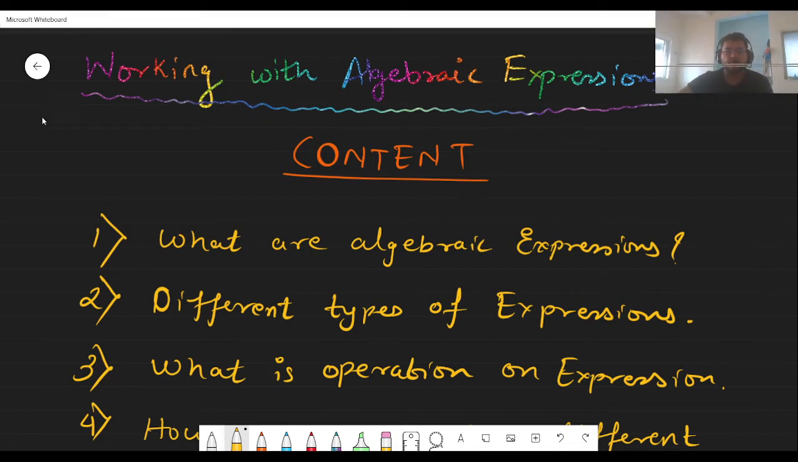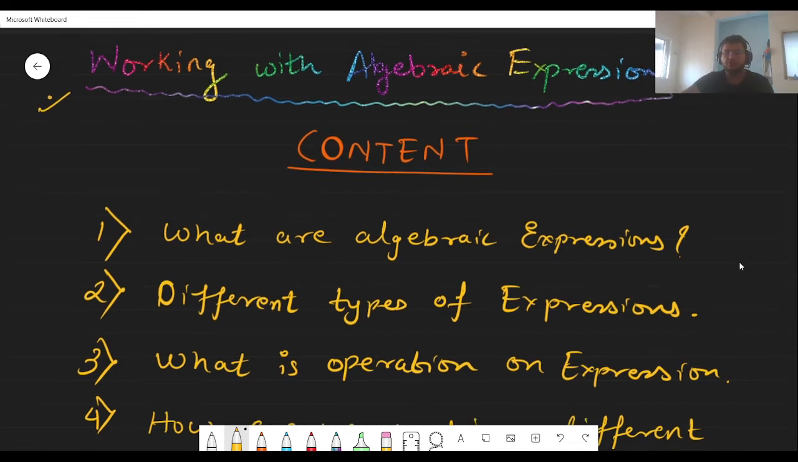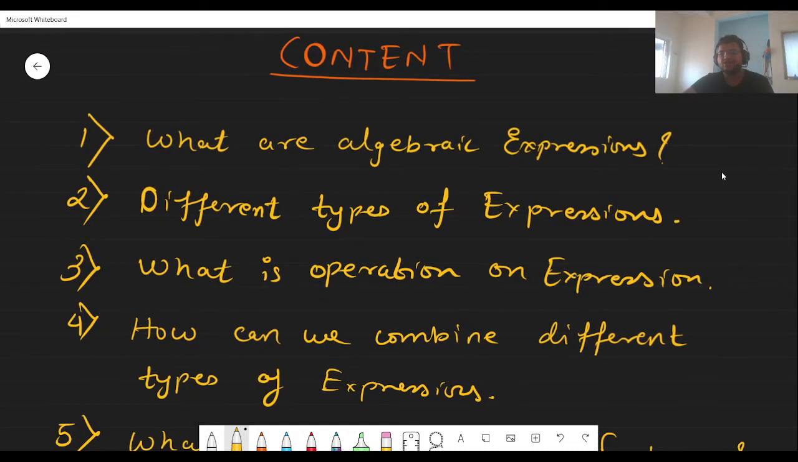So working with algebra, as you are seeing, it is written in fancy colors. The content of this chapter is what are algebraic expressions. I will just scroll down to the content and then we'll start one by one taking each and every content in detail. Okay, so if you want to write this content, you can pause the video and write these 4 points, and I'm scrolling ahead, and then you can again pause it and write it again. So then different types of expressions. What is operation on expression?